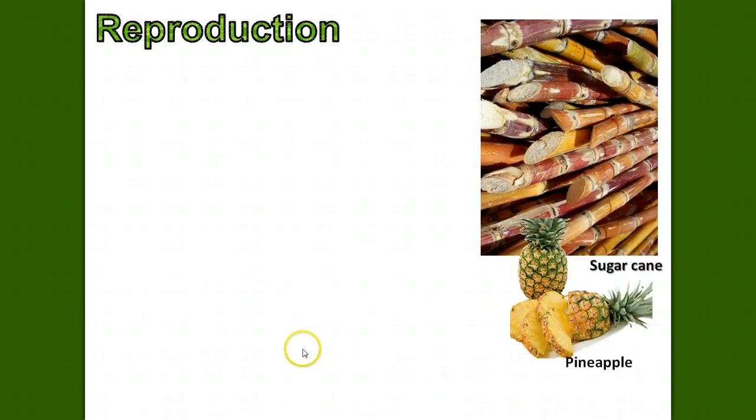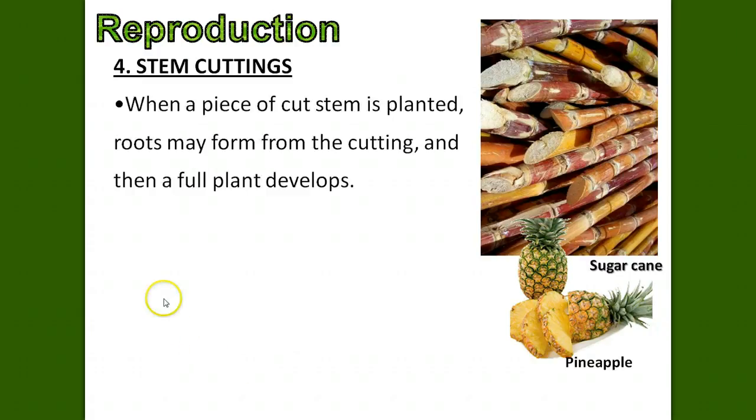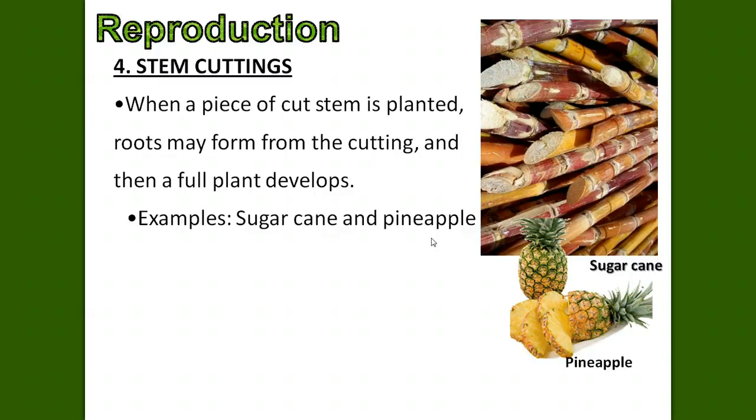There are other ways that reproduction can happen asexually, from stem cuttings. When a piece of cut stem is planted, roots may form from the cutting, and then a full plant develops. This is a cutting of sugarcane. Examples are sugarcane and pineapple. So you should write stem cuttings in one of the boxes, in a 4th box, and write sugarcane and pineapple as the example.